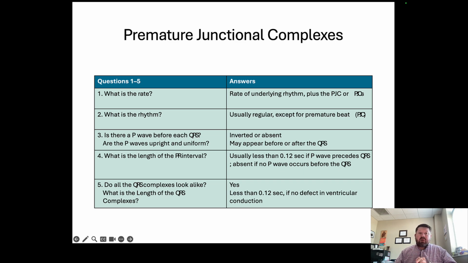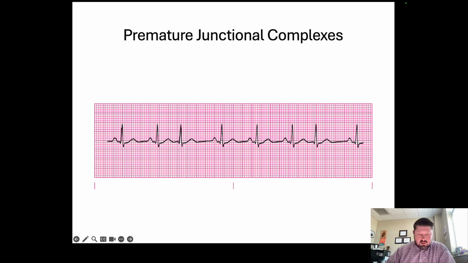The P wave before the QRS in the PJC will be either inverted or absent. And also the underlying rhythm is going to determine that as well. The length of the PR interval is usually less than 0.12 seconds if the P wave precedes the QRS, and it's absent if no P wave occurs before the QRS in the PJC, and then the QRSs should look normal. So here's an example of a PJC.